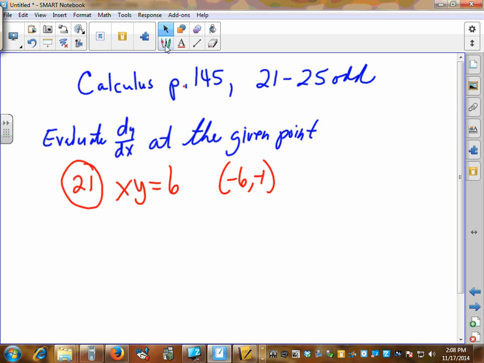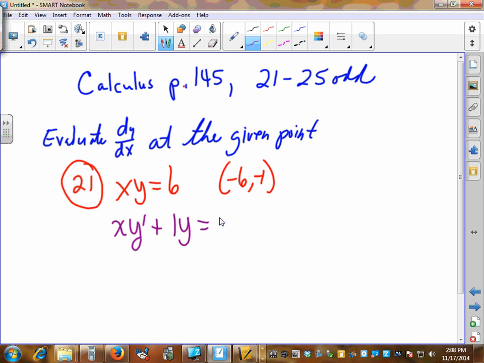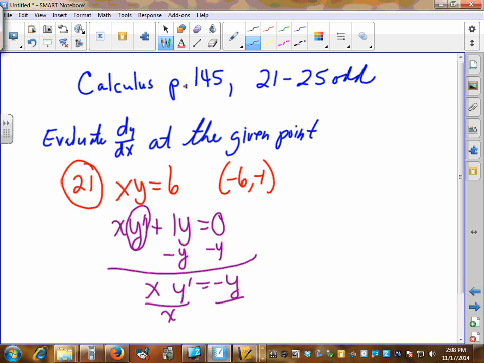The first one, we have a product, so let's do product rule, which would be first times derivative of the second, plus second times derivative of the first, and the derivative of 6 is 0. We want to solve this for y derivative, so let's start by subtracting y. That's x, y derivative equal to negative y. Divide both sides by x. That gives us y derivative is negative y over x.